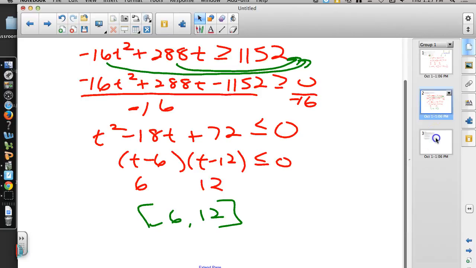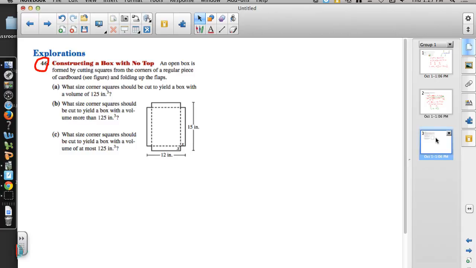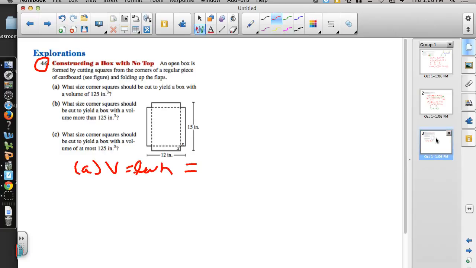Next one on your list is this very nasty constructing a box with no top problem. An open box is formed by cutting squares from the corners of a regular piece of cardboard and folding up the flaps. And for A, we want to know what size corner squares should be cut to yield a box with a volume of 125 cubic inches. Well, volume of a box is length times width times height. So it was 15 inches, but we're going to cut an x out of the top and the bottom. So now that's going to be 15 minus 2x. This was 12. But now we're going to take those two pieces off again, so that's 12 minus 2x.